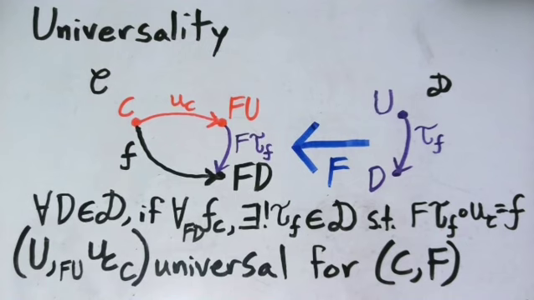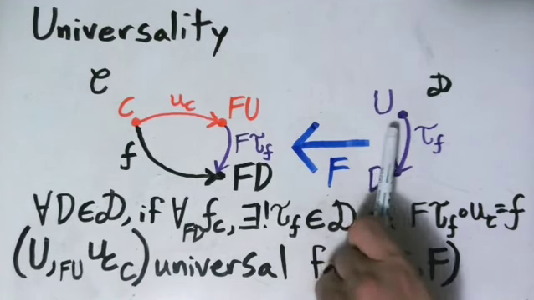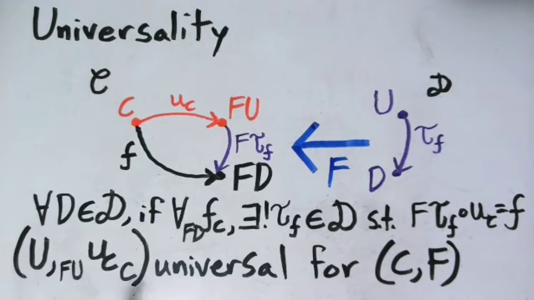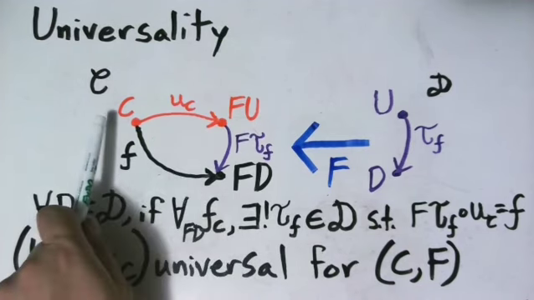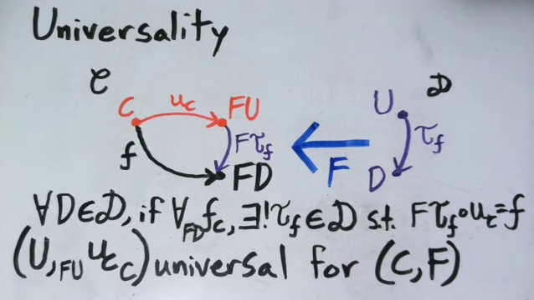Suppose we have two categories, C and D, and suppose we have some functor F going from D into C. Then universality will apply to a certain pair where the first element in the pair is an object, which we will call U, in the category D. We find U over here. And the second element of the pair is a morphism U subscript C, where U subscript C goes from some fixed object C in C to the image of U under our functor F. So U_C goes from C into F of U.